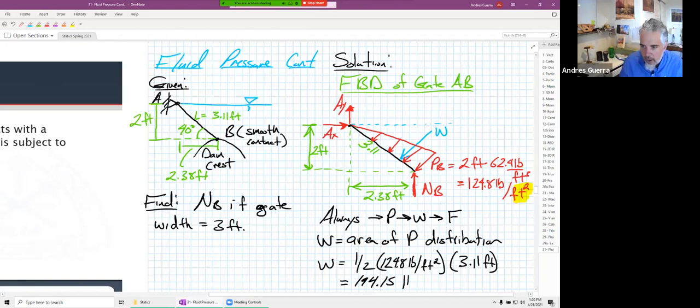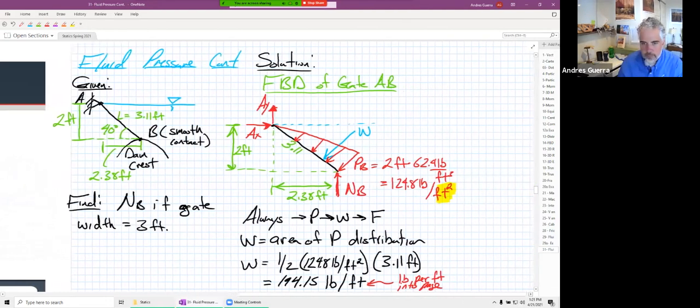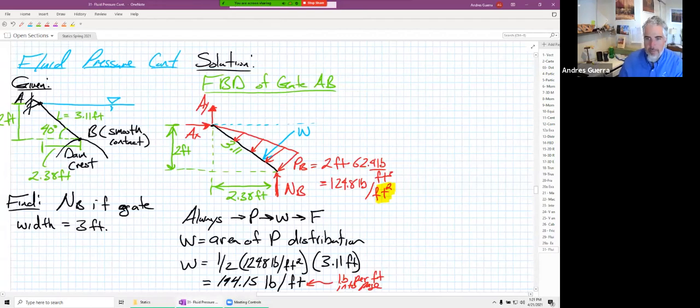194.15. Now we're in pounds per foot. And remember, when we get these W's, this is always going to be pounds per foot into the page. So always that pounds per foot into the page. And then our next thing is we can calculate F, and F is going to be equal to W times our distance into the page.